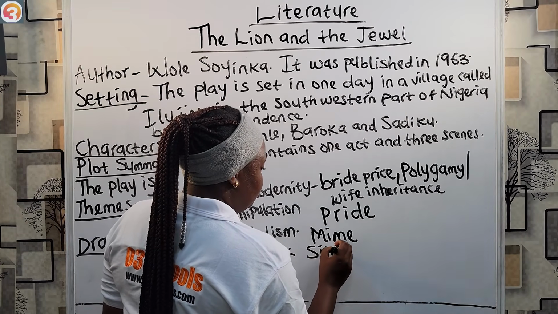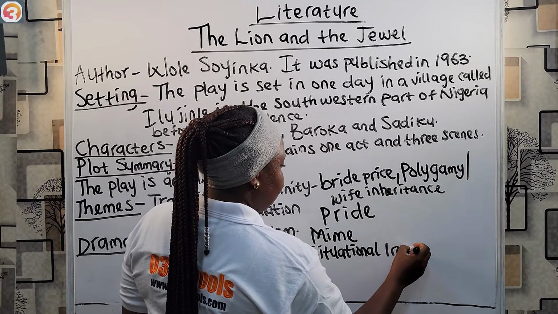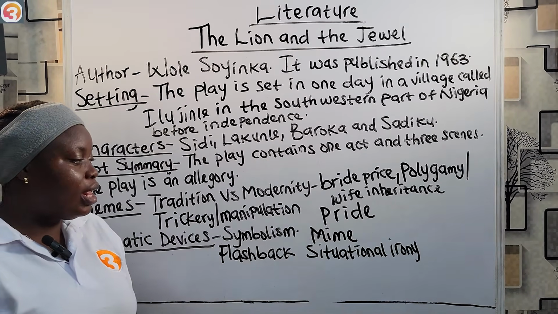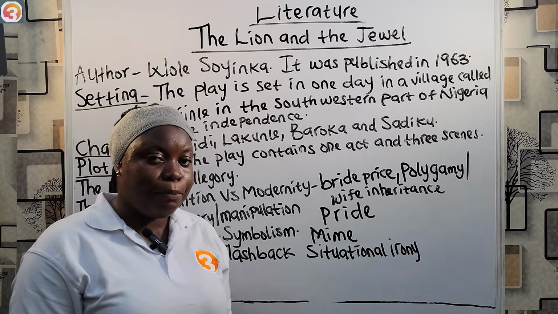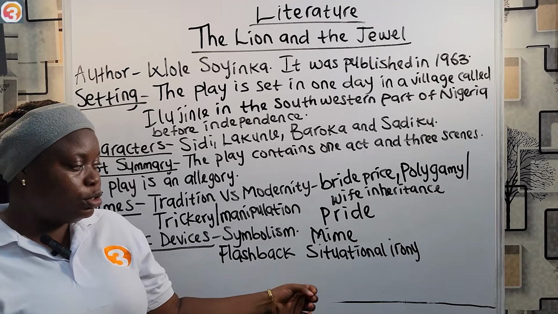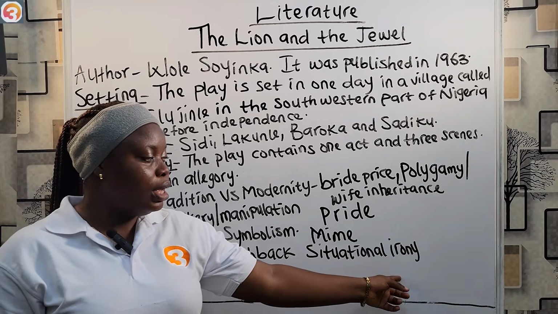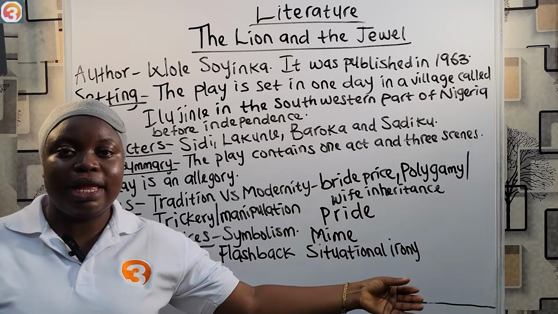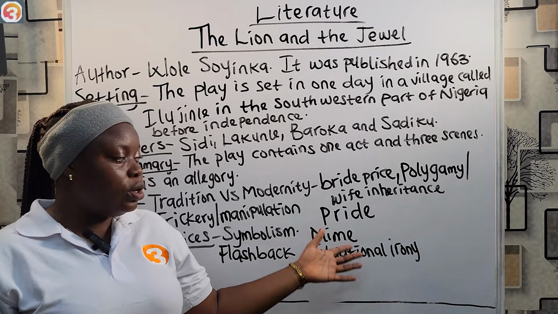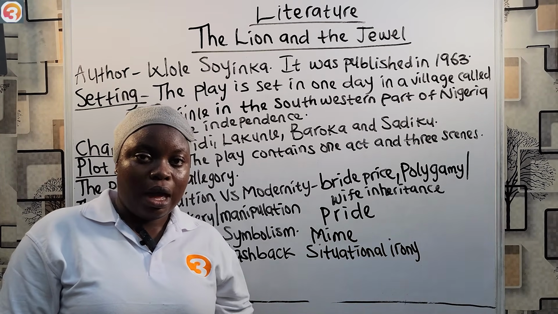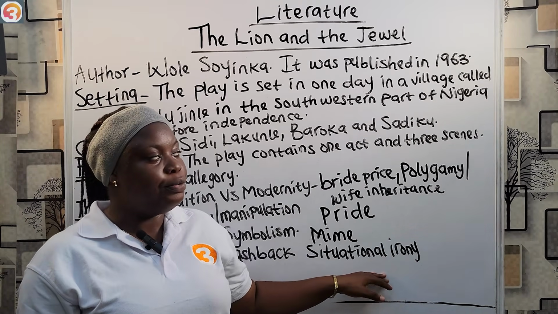We also have situational irony. Situational irony occurs when the opposite of what is expected to happen happens. Like the opposite of the expected outcome is what happens. We refer to that as situational irony. Now, in the play, going by Sidi's blatant refusal to marry Baroka, it is unexpected that she will end up with him. And she does end up with Baroka at the end. So that gives us situational irony.